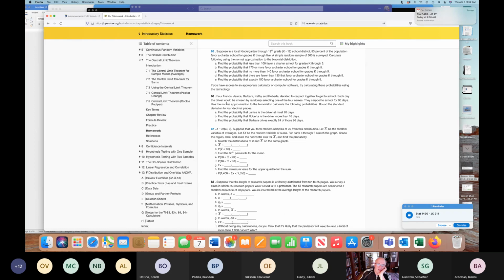88. 4 friends, Janice, Barbara, Kathy, Roberta, decide to carpool together every day. Each day the driver would be chosen by randomly selecting one of 4 names. The carpool to school for 96 days. Using the normal approximation to the binomial to calculate the following probabilities. Round the standard deviation to 4 decimal places.